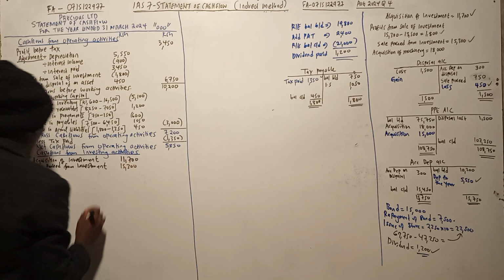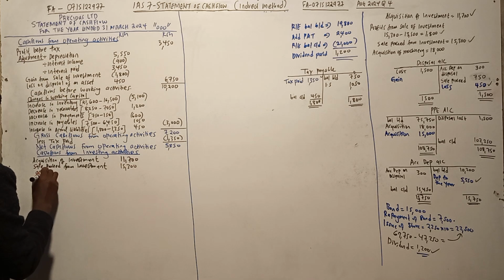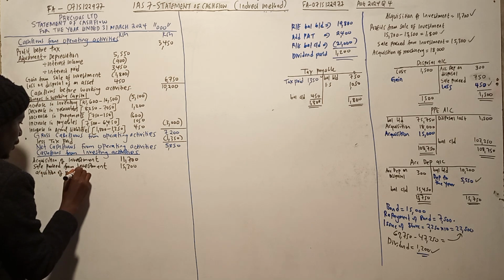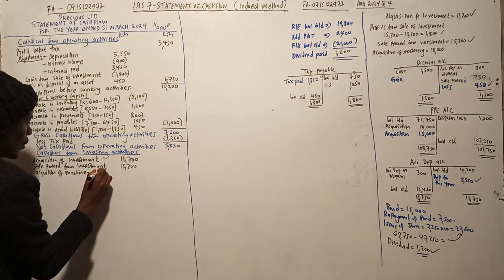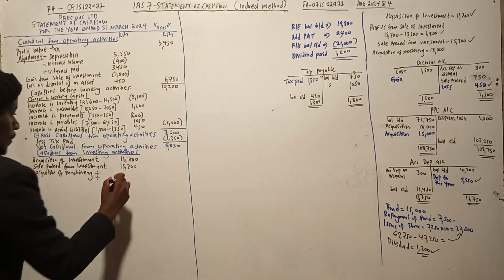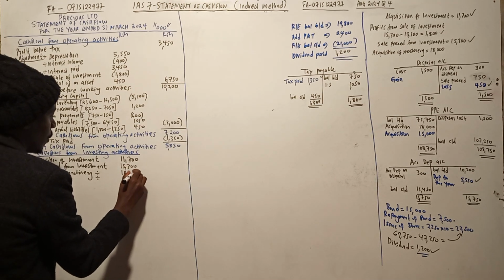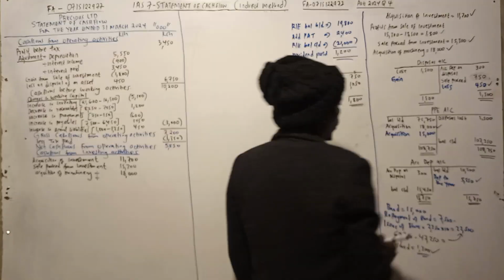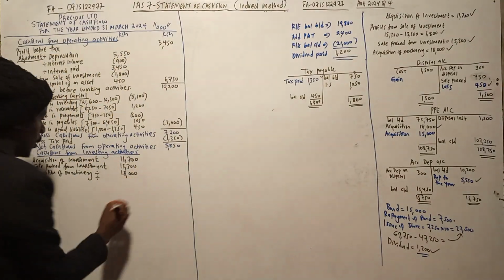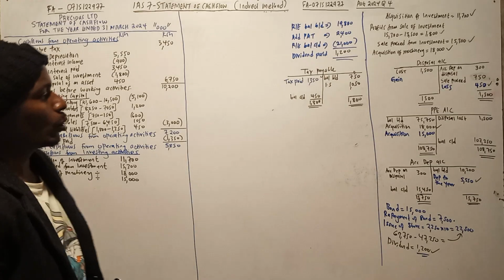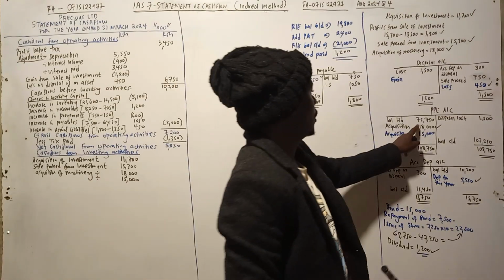We have acquisition of machinery. Ilikuwa mbili. So ya kwanza, acquisition of machinery, we have 18,000. Ndio hii hapa. Na ndio hii. Then the other one was 15,000. So ilikuwa mbili. So acquisition of machinery 18,000 and 15,000.